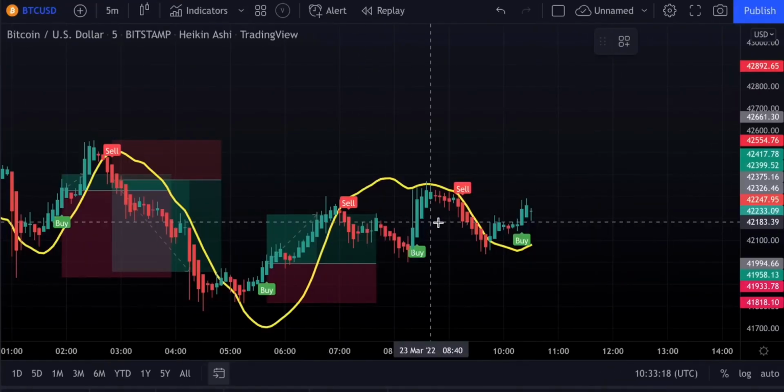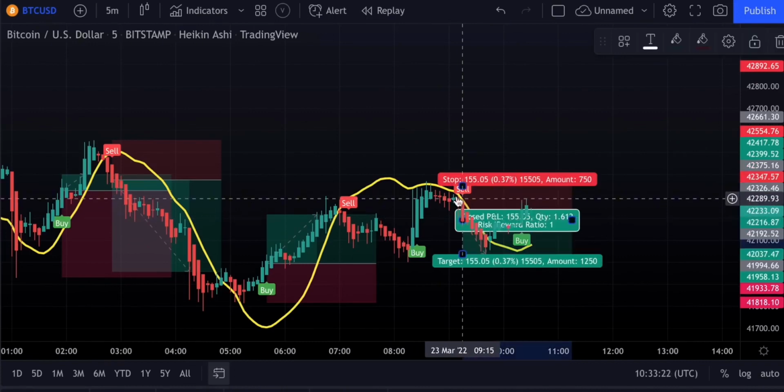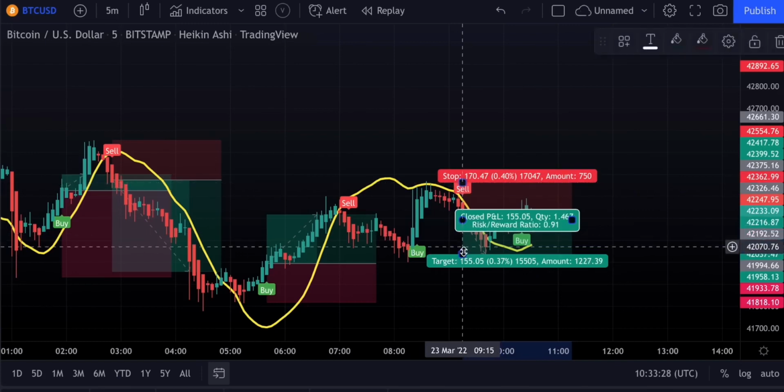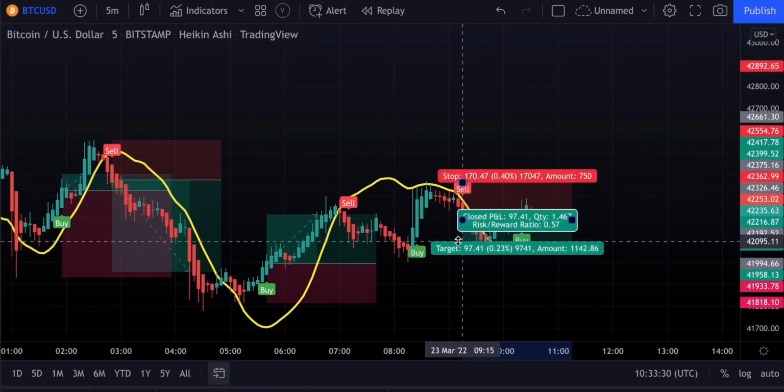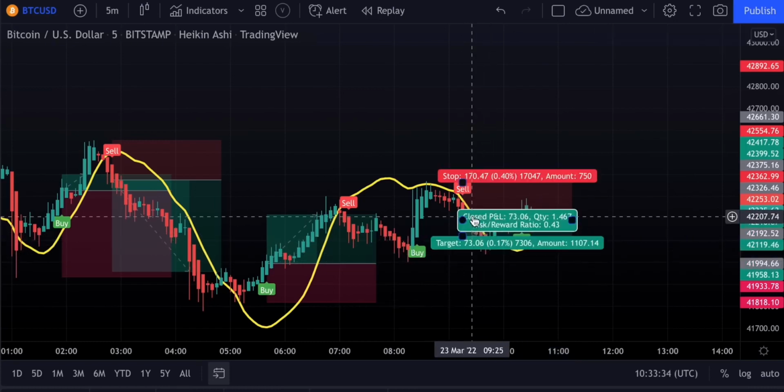Let's take another short signal right here. So we see we had a signal from our indicator. The price was below the moving average. And we would set our stop loss at the recent swing high, and we would close it somewhere there on that candlestick. So our risk to reward ratio is 8.43. So we would have made around 0.8% profit on this trade.